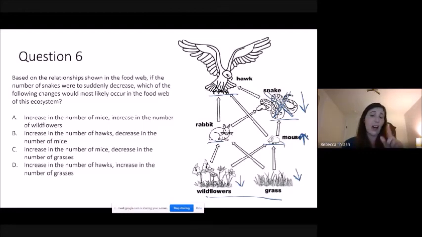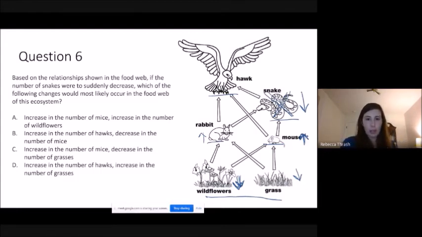Now the snake also preys on the rabbit, as well as the hawk preys on the rabbit. So if snakes are gone, it's also possible that rabbits may escape predation more often, and their population might increase. If their population is increasing, that's probably going to put additional pressure on the wildflowers, so their populations may decrease. So now let's look at our choices and see which one goes with what we've predicted in the food web.